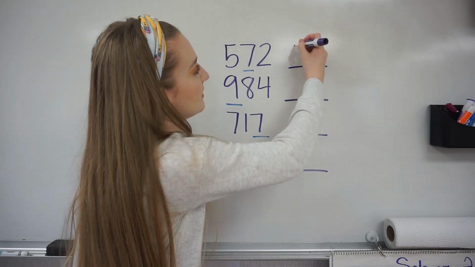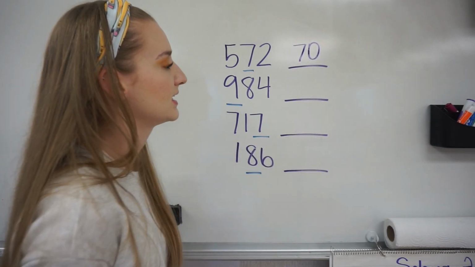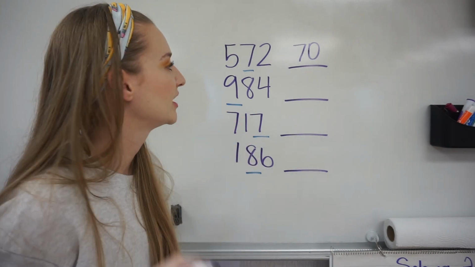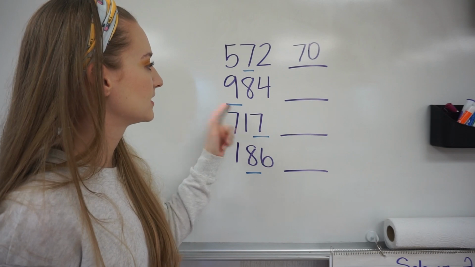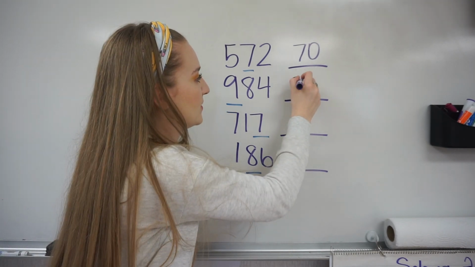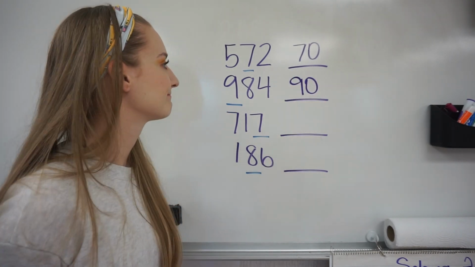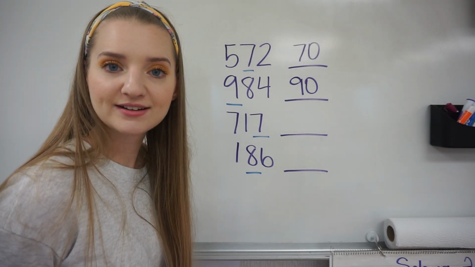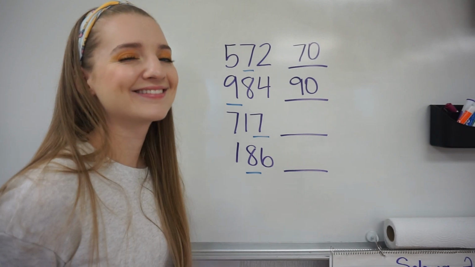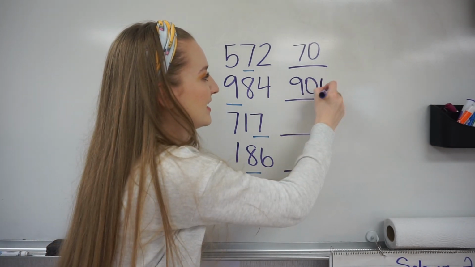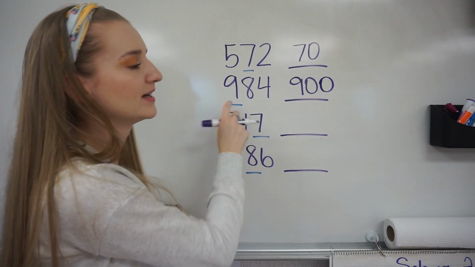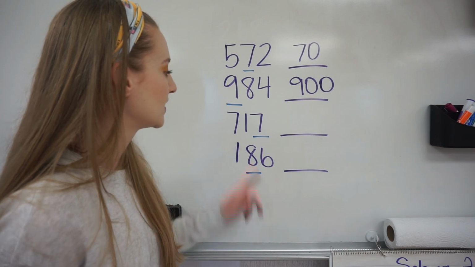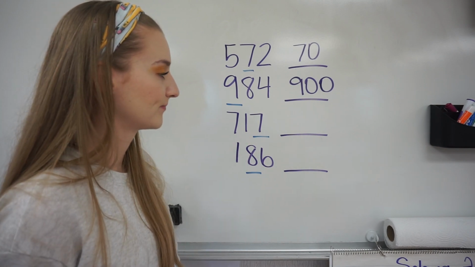70, good. 70, 7 tens, 10, 20, 30, 40, 50, 60, 70. Perfect. What about this one? I know that it would be 90. No? You disagree? Good catch. It would be 900 because the 9 is in the hundreds place, not the tens place. Great job. What about 717?